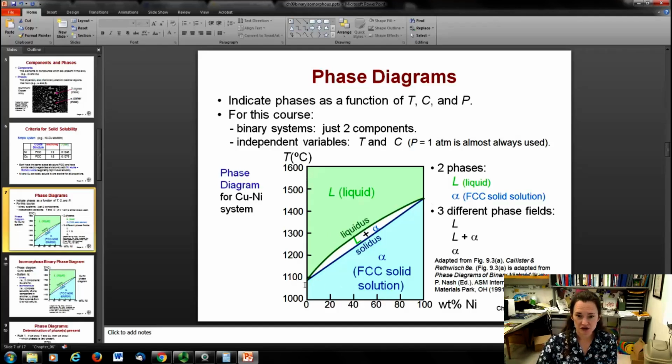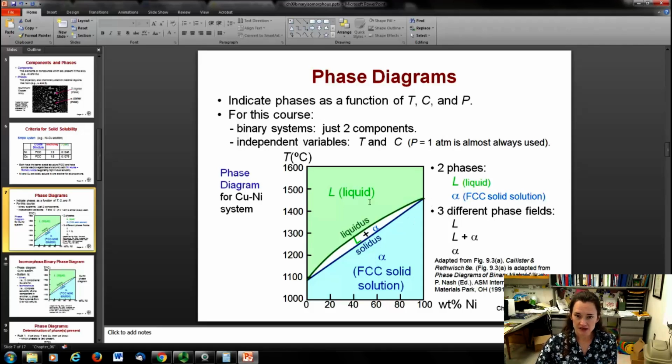Now you can see if you look at this phase diagram that copper and nickel have different melting points, okay? If you're over here on the left-hand side at 0 weight percent nickel, then that's the melting point of copper, okay? And if you're over here on the right-hand side at 100% nickel, then you read it off, that's the melting point of nickel, okay?